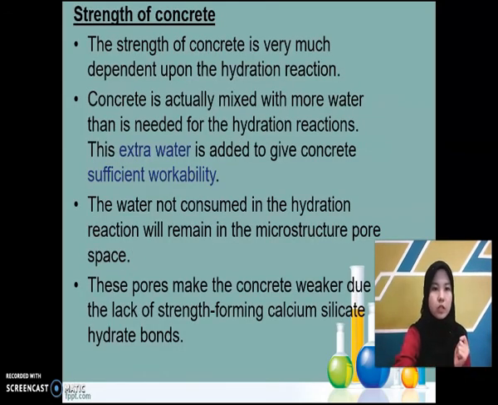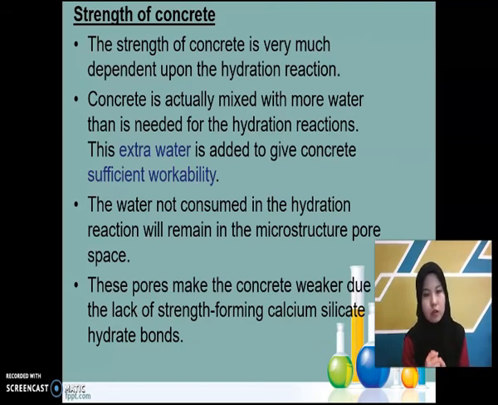So we move to the next topic, which is strength of concrete. The strength of concrete is very much dependent upon the hydration reaction. Concrete is actually mixed with more water than is needed for the hydration reactions. This extra water is added to give concrete sufficient workability.